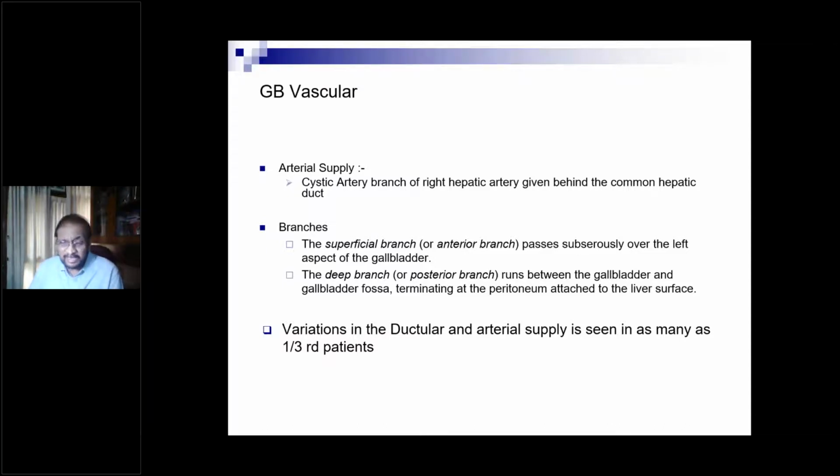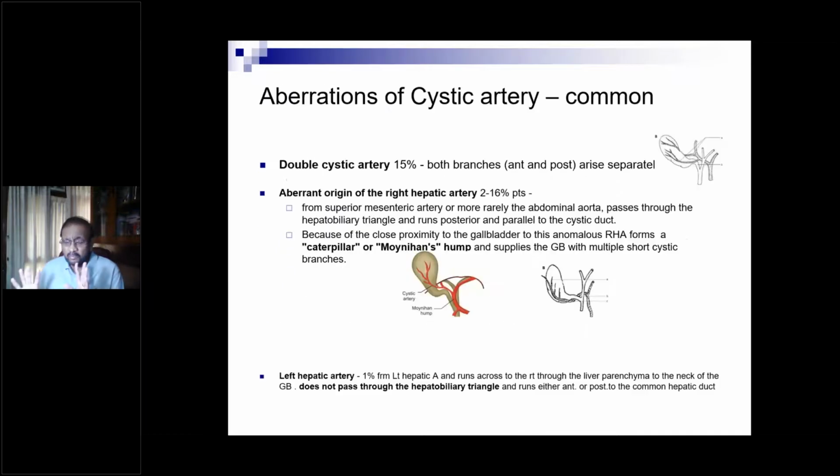Now the variation in ductal and arterial supply is seen in as many as one-third of patients. That is important. That means out of 100 patients being operated for gallbladder, you find 33% will not be showing a normal anatomy. There is nothing normal or abnormal in the gallbladder ductal system or in the arterial system. So one third. What are the differentials?